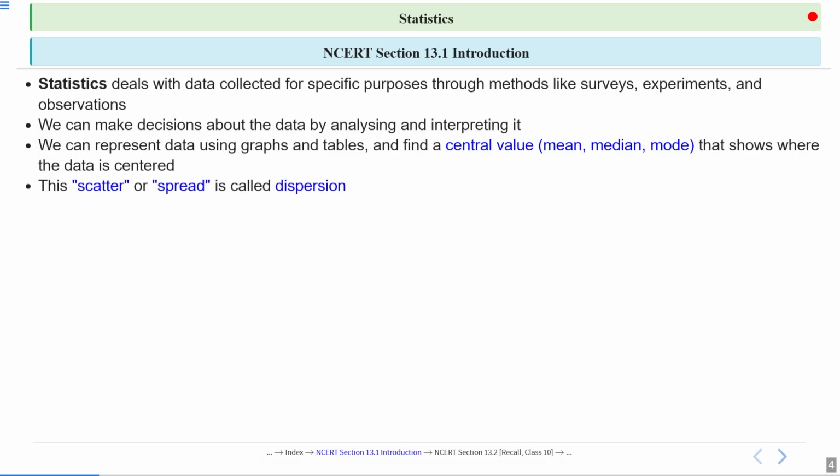Let's introduce the concept of dispersion. So, what is dispersion? Dispersion refers to how spread out the data is. This scatter or spread is called dispersion. It tells us about the variability in our data. For example, if test scores are all close together, then the dispersion is low.